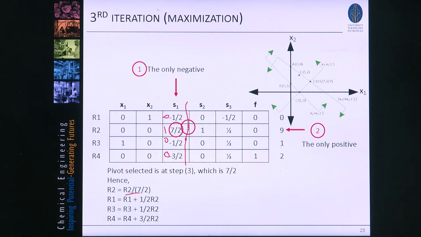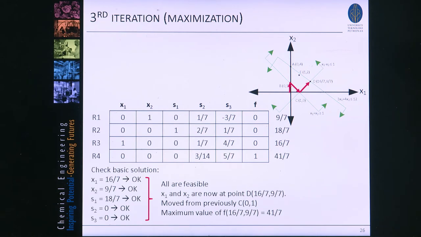So we get the new R2 equals 1, and then R1 plus 1/2 of R2, and R3 is also plus 1/2 of R2. R4 is then plus 3/2 of R2. So we get this. We still have x1 as a basic solution and x2 as a basic solution, where x1 is 16/7 and x2 is 9/7.